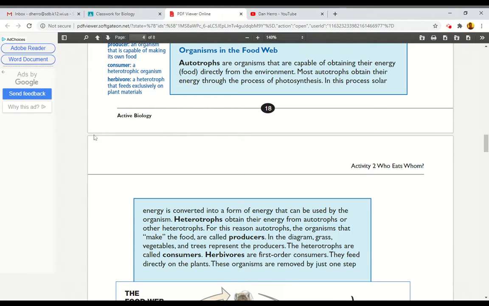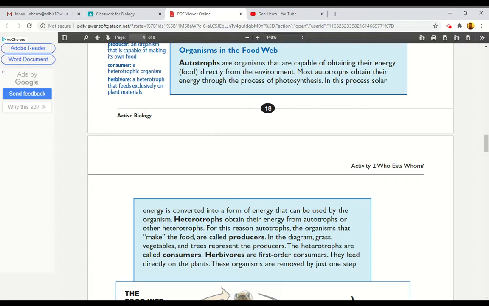Organisms in the food web. Autotrophs are organisms that are capable of obtaining their energy directly from the environment. Most autotrophs obtain their energy through the process of photosynthesis. In this process, solar energy is converted into a form of energy that can be used by the organism. Heterotrophs obtain their energy from autotrophs or other heterotrophs. For this reason, autotrophs, the organisms that make the food, are called producers. In the diagram, grass, vegetables, and trees represent the producers.